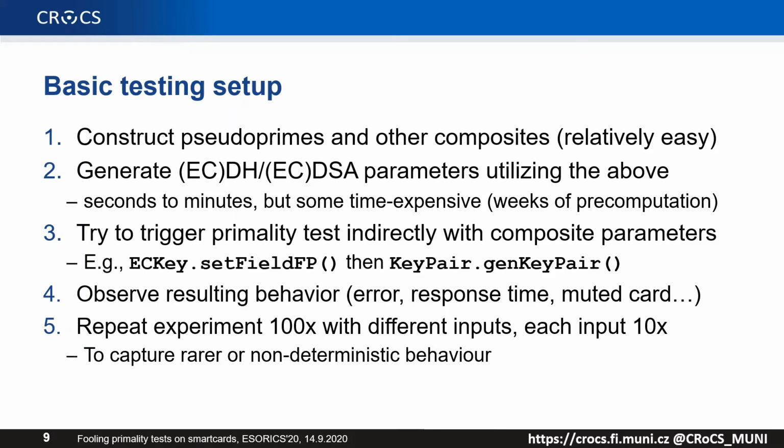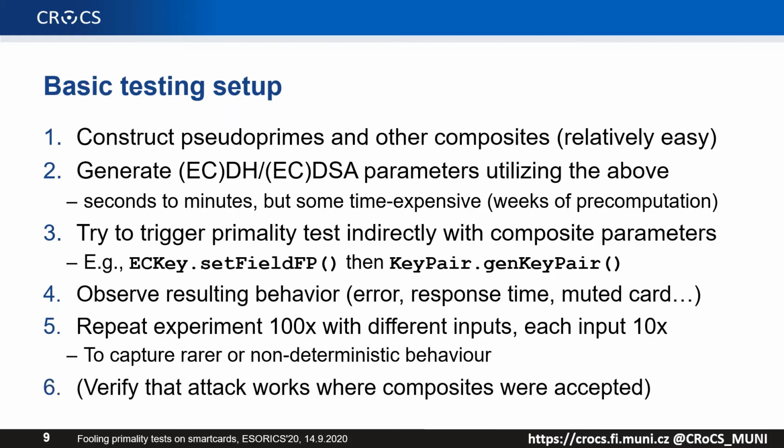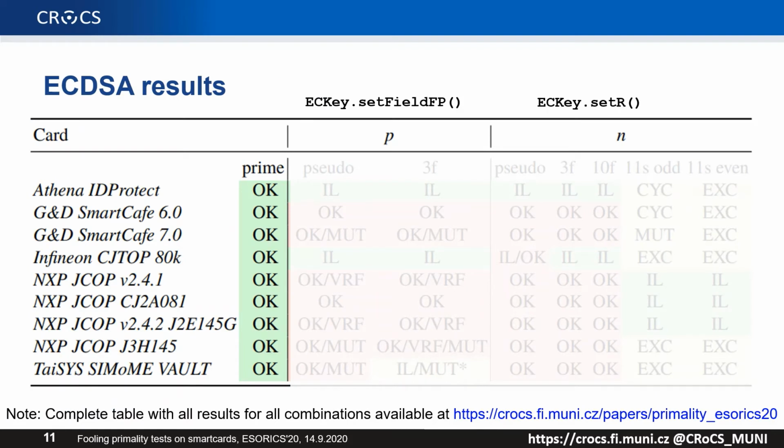And because we are dealing with real devices, there can be some non-deterministic behavior, and some configurations can be rarer to occur. So we run every experiment 100 times with different inputs, and each input was repeated 10 times to capture non-deterministic behavior. And of course, when we were successful, we also verified that it really works and we can compute back the private key. So, some results.